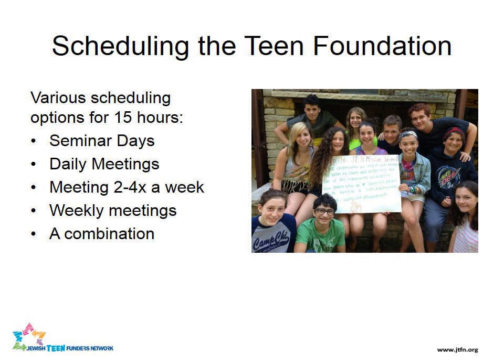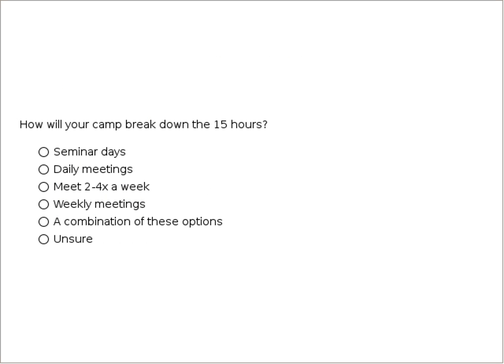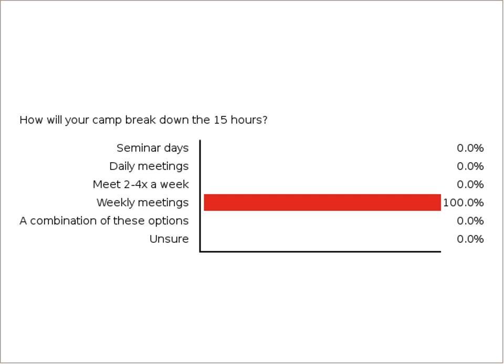Some camps have done 2 or 3 seminar days where they meet for longer periods of time over a select number of days in a row. Some camps do daily meetings. Some camps do meetings 2 to 4 times a week. Some do it once a week. Or there's a combination of all of these things. We're going to, again, take a poll about what you're thinking, and I'm going to call on some of the camps to share the results for how your camp will break down the 15 hours. So go ahead and indicate just one on the screen.